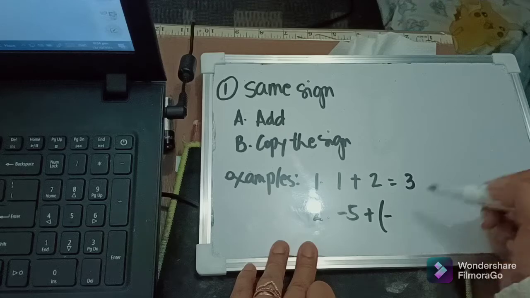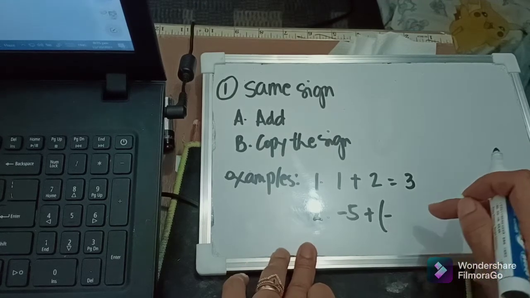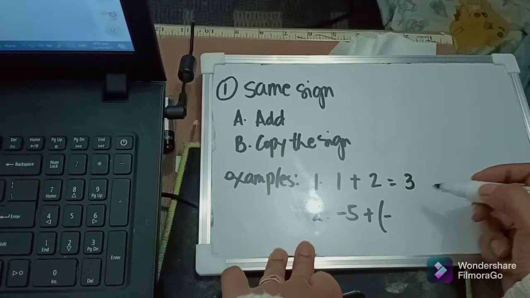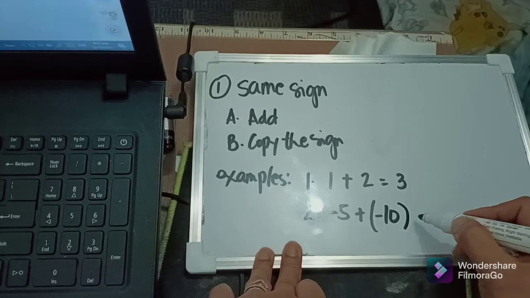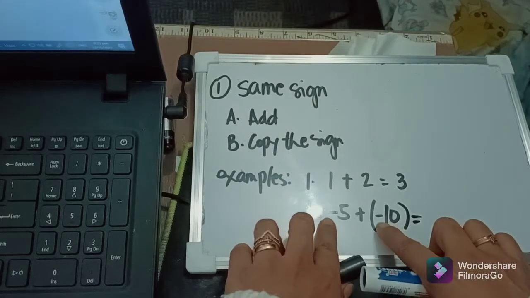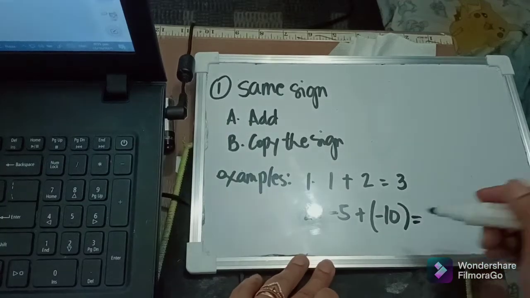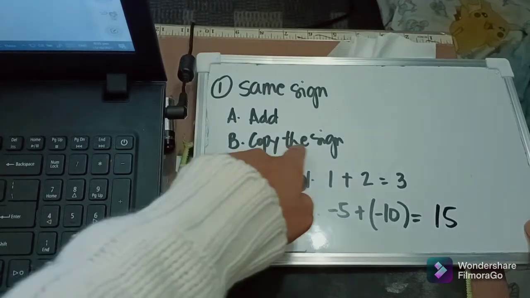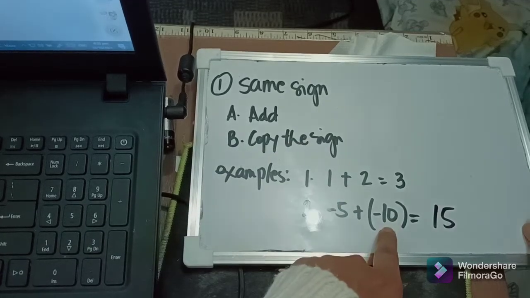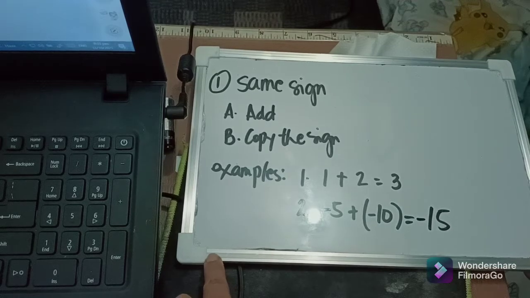Plus, ganito yung magiging itsura. Naka-parenthesis kapag negative yung second integer. Plus, negative 10. Okay, ganyan. So, since parehas na negative, ang gagawin natin ay add. So, 10 plus 5, 15. And then, copy the sign. Ano yung sign ng dalawang integers? Negative. Simple as that.